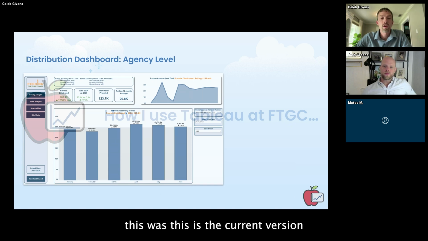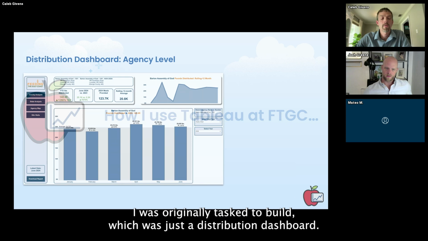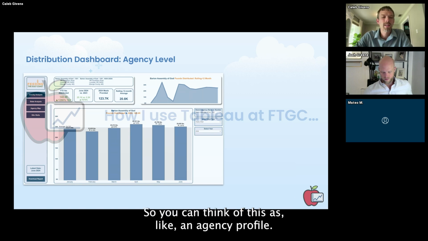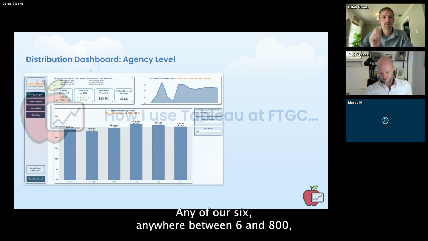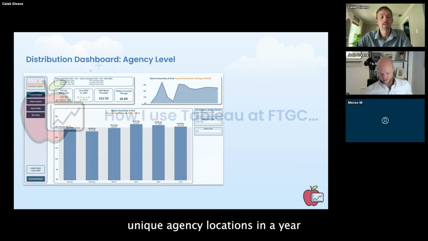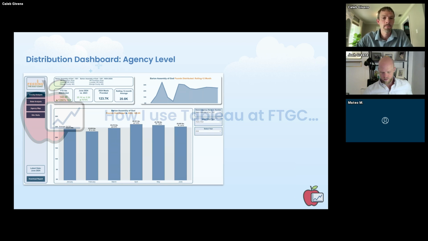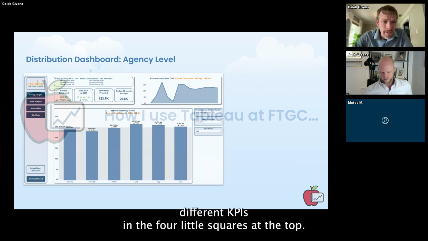This is the current version of what I was originally tasked to build, which was just a distribution dashboard. What you're looking at here is at our agency level, so you can think of this as like an agency profile. Any of our anywhere between 600 and 800 unique agency locations in a year are all accessible through this little profile dashboard. As you can see, it shows various data, different KPIs in the 4 little squares at the top.